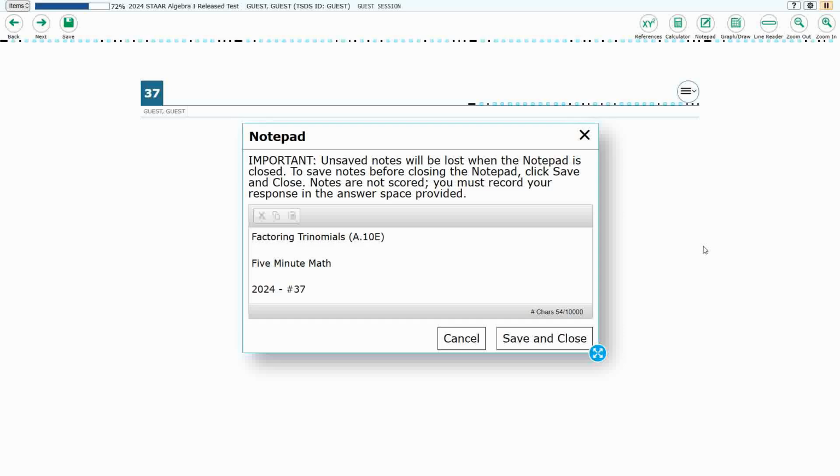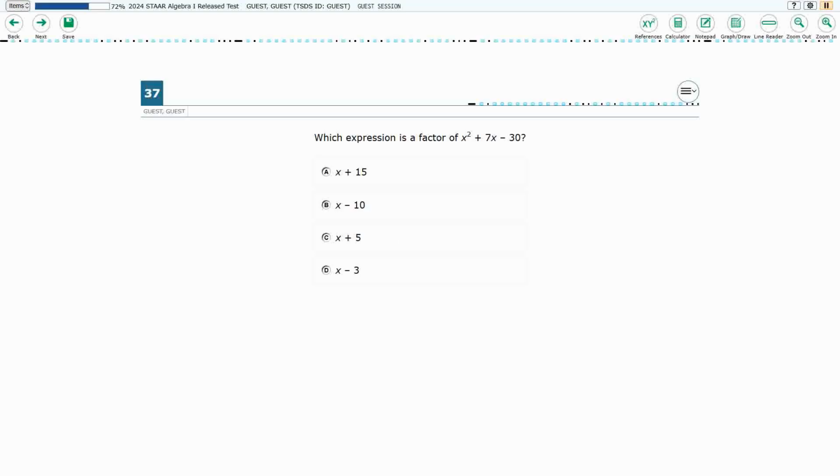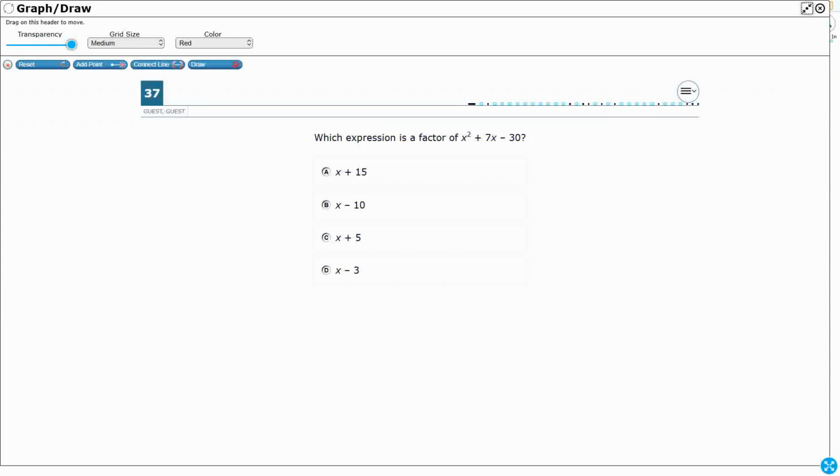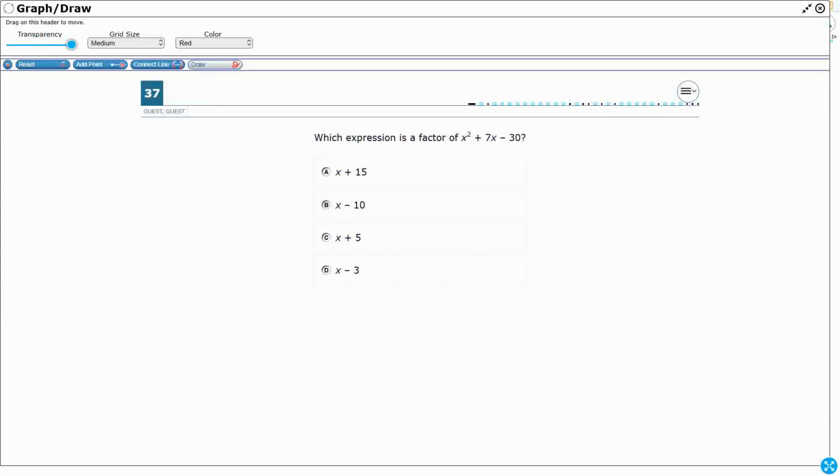Today we are looking at the Algebra 1 concept of factoring trinomials. This is standard A.10E in the great state of Texas, and we are using item number 37 of the 2024 released STAAR test. If you haven't done so already, please go ahead and take a moment to pause the video, work this problem out on your own, unpause it, and we will look at our answers together.